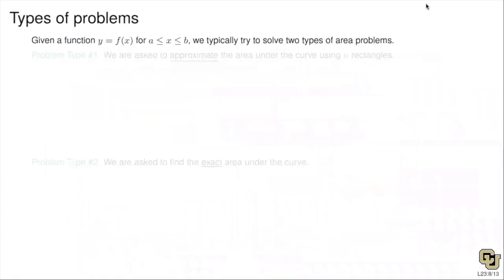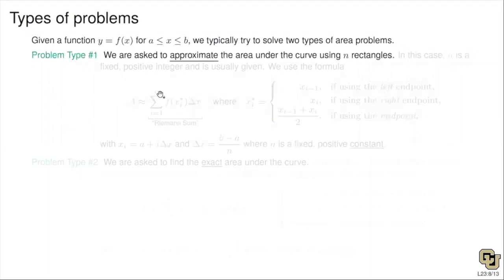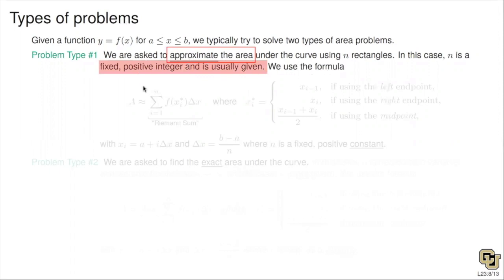So one other comment I want to make before doing a quick example is, in this section, there are 2 types of problems we will be asked to do. And this is where a lot of the confusion happens for the students. So this part is important. The first type of problem we're asked to do is to approximate the area. We're not finding the exact area, we're just approximating it. In this case, n, the number of rectangles, will be a fixed positive integer that is usually given to us. And then quite simply, we use our formula.